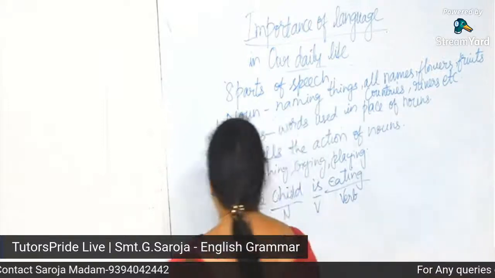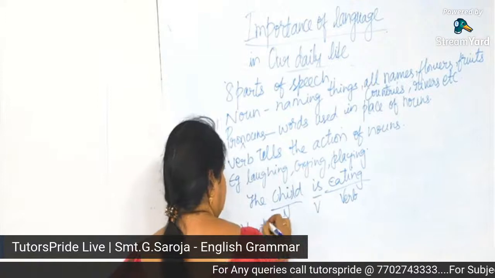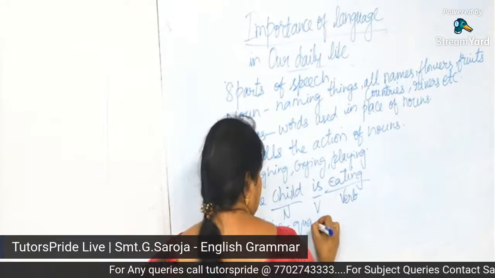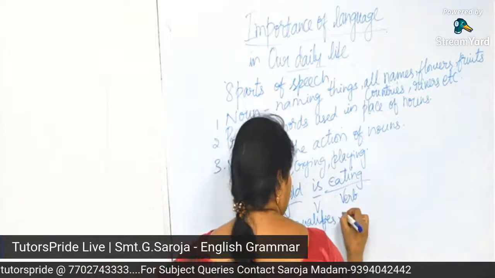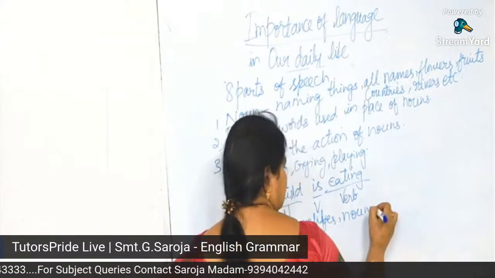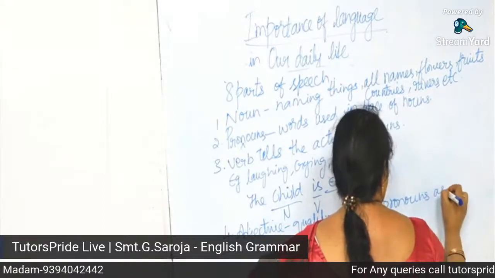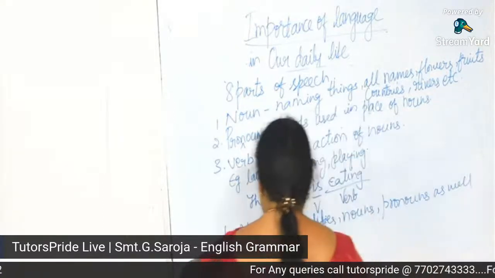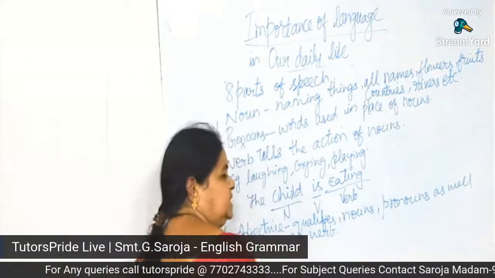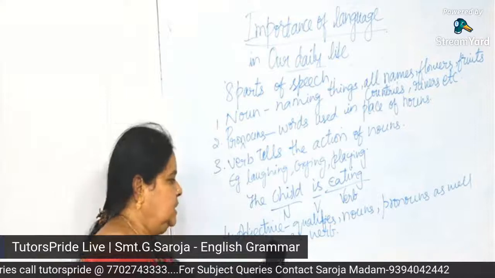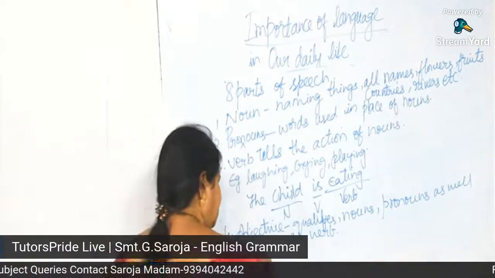Fourth one, adjective. This adjective qualifies nouns, pronouns, as well as verb. Now in adjective, what will be there? All colors come under adjectives.